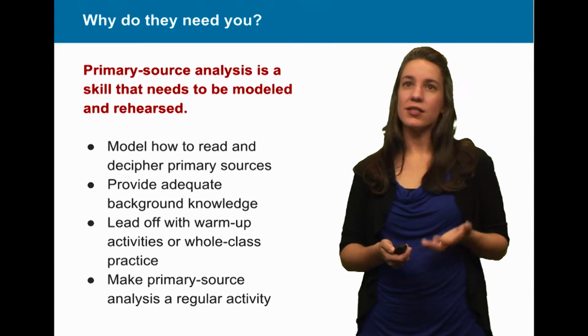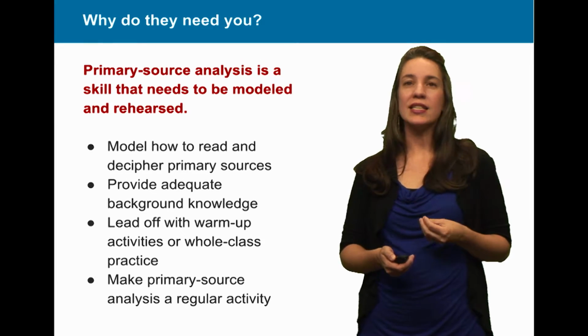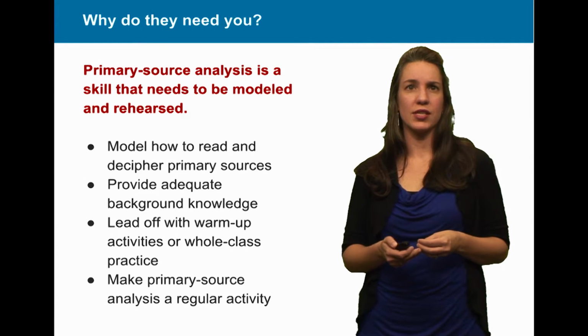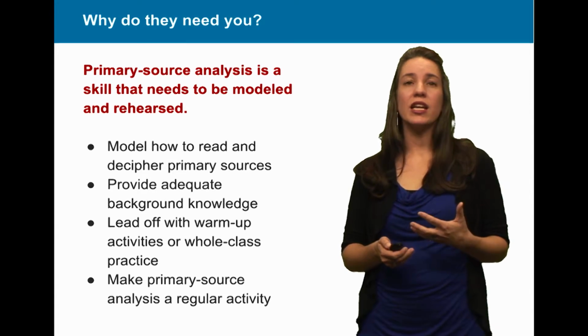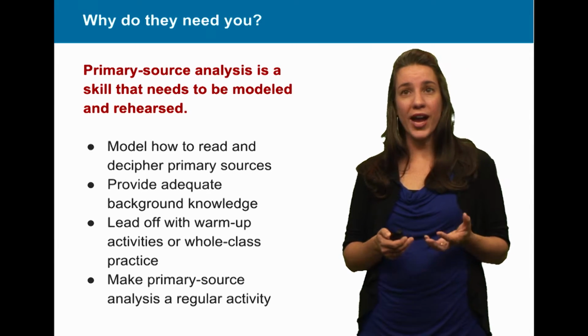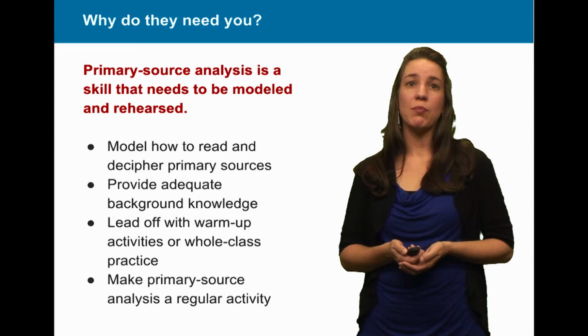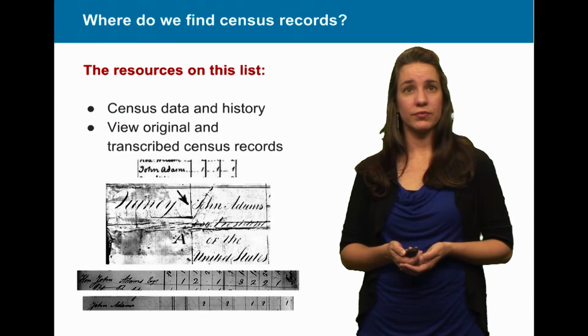Primary source analysis, such as the one we just talked about, is a skill that needs to be modeled and rehearsed. And census records are a lot deeper and a lot more complicated than some other primary sources. So it's important to provide adequate context and then lead off with warm-up activities or practice as a class looking at these records. But the most important thing is to make primary source analysis a regular activity in your classroom.